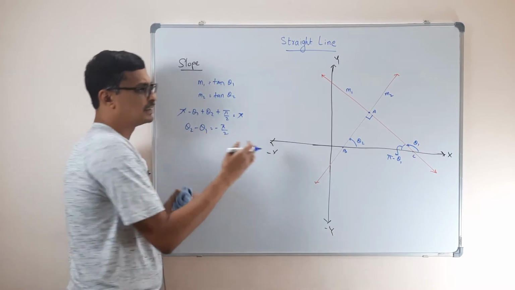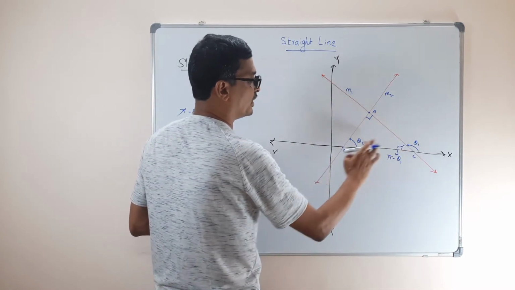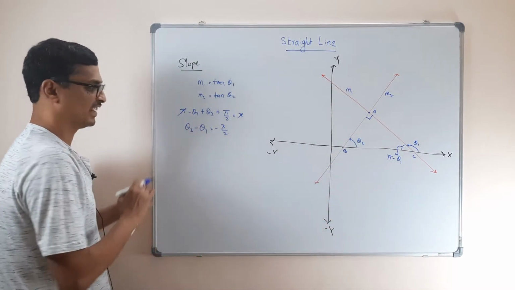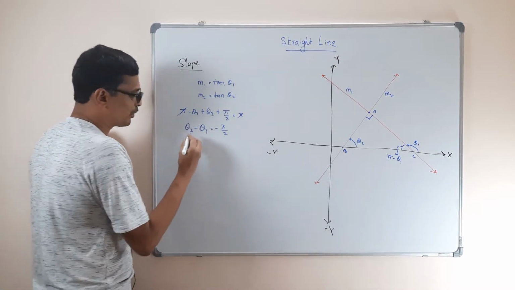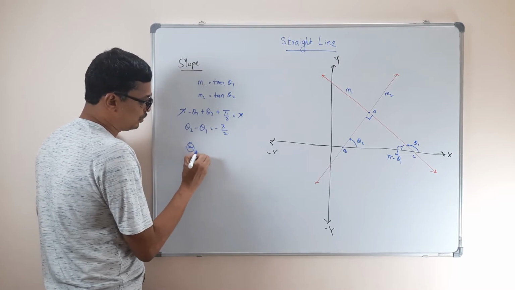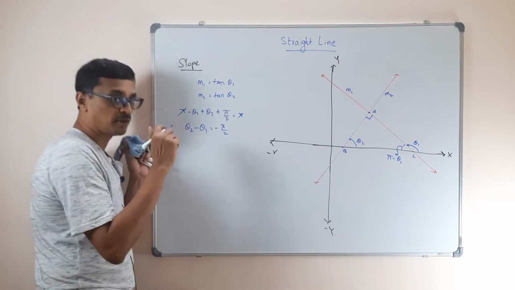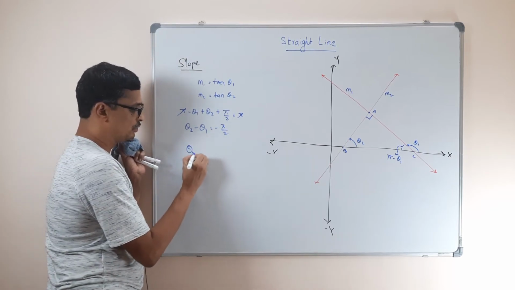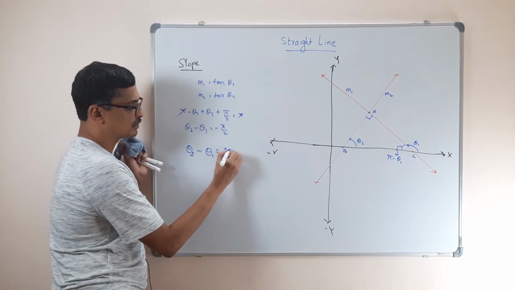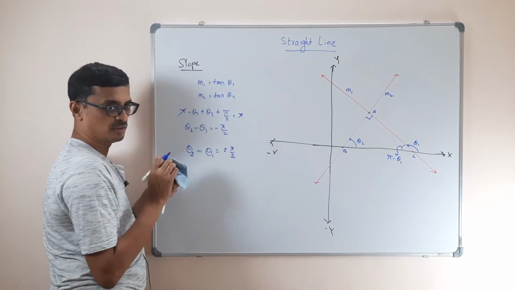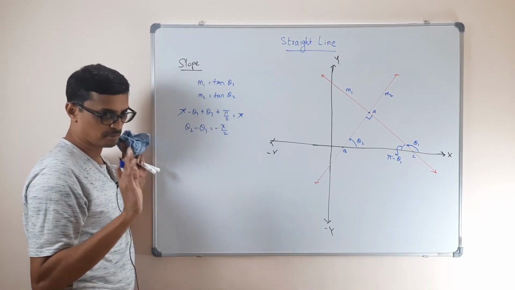Since I have taken this as theta 1 and this as theta 2, if I take this as theta 2 and this as theta 1, then it will just change the sign. Then it becomes plus also. What people normally write is theta 2 minus theta 1, the difference, equal to plus or minus pi by 2. So we don't have to bother about this. It is plus or minus pi by 2, whatever it is.